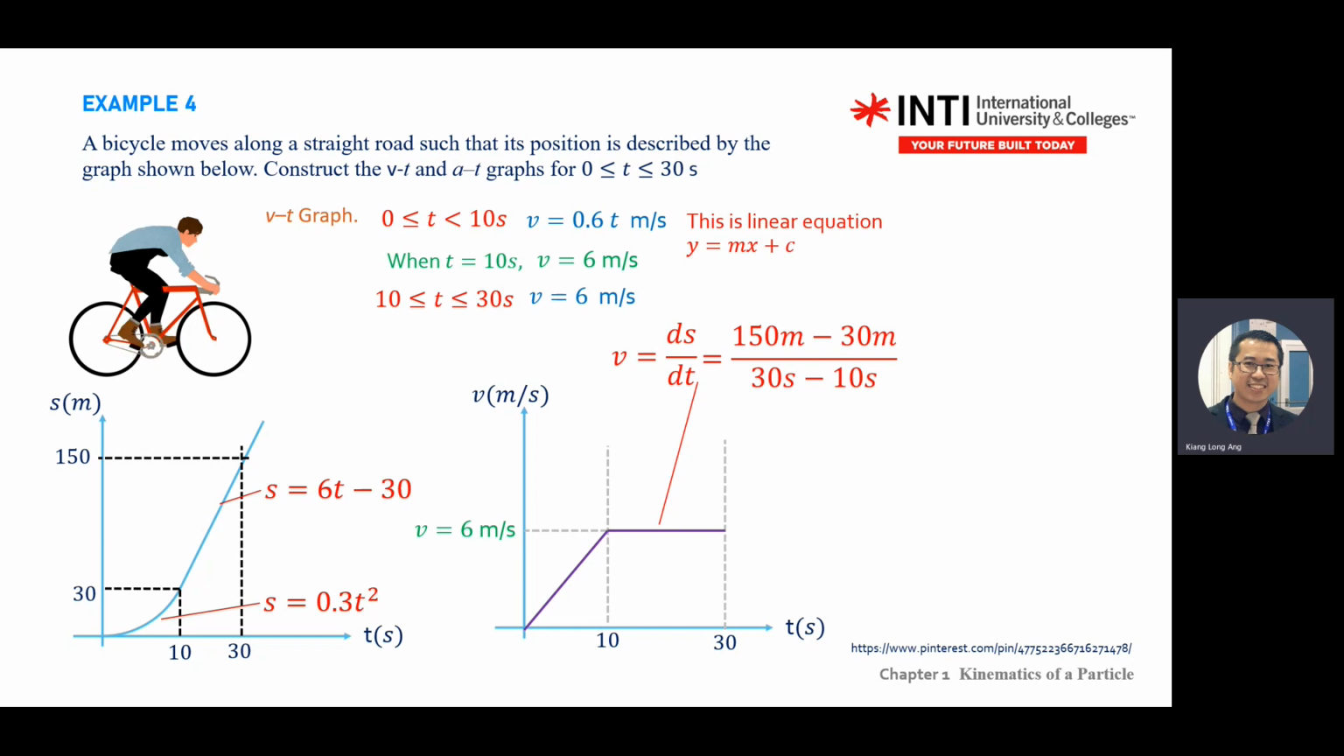From the ST graph, 150 is a slope actually. It's a slope, this slope. So y divided by x. 150 minus 30 divided by the time, 20 seconds. You get 6. There are two ways of proving your answer. One is from the equation you derived just now, or from the graph. Straight away, you can draw the line.